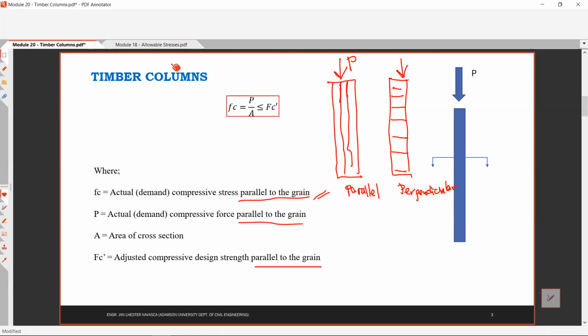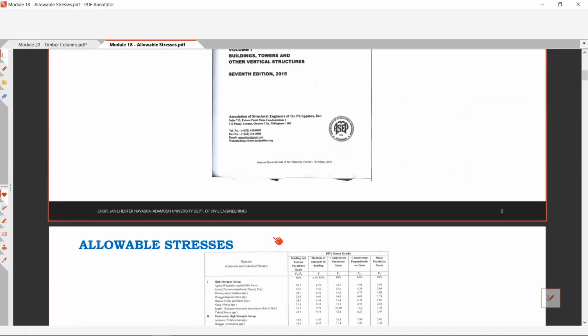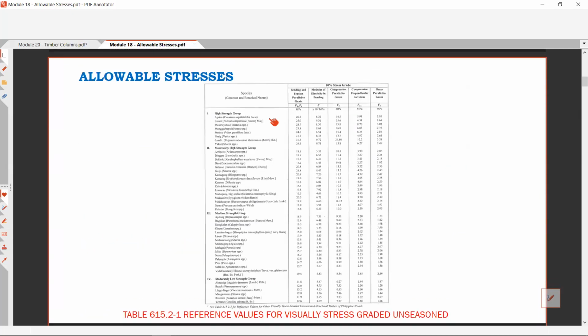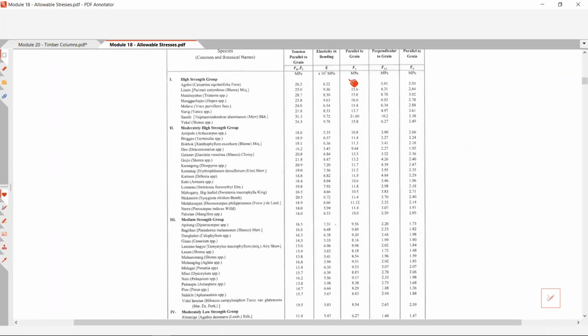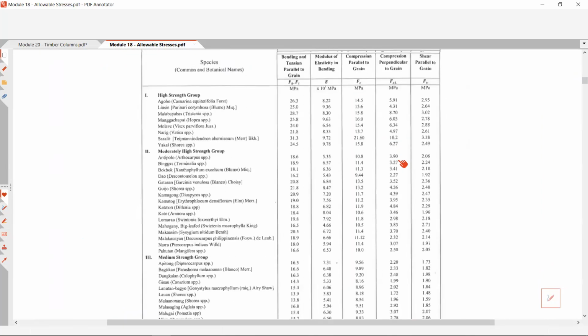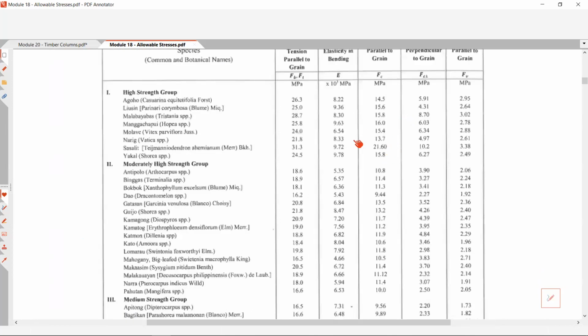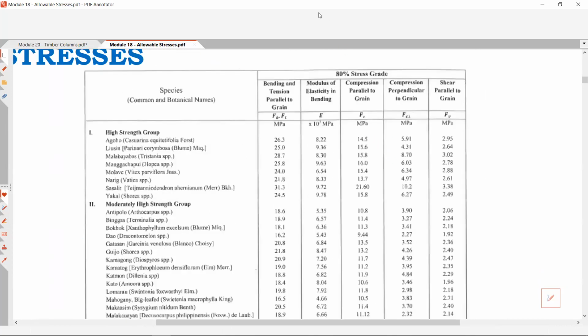Going back to the allowable stress table, the NSCP table, let's just compare. Let me zoom in. Can you see the values? Yes, sir. Okay.